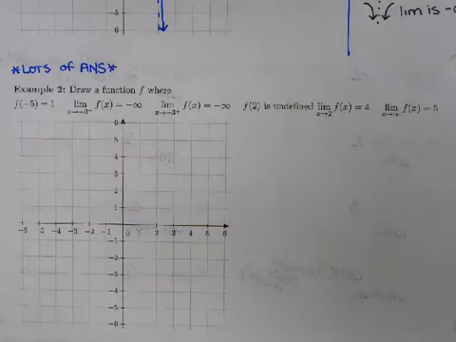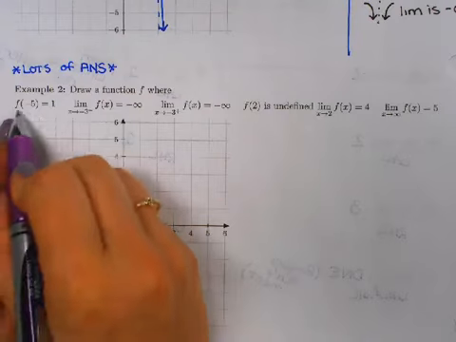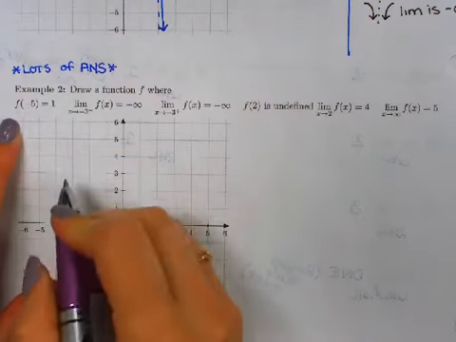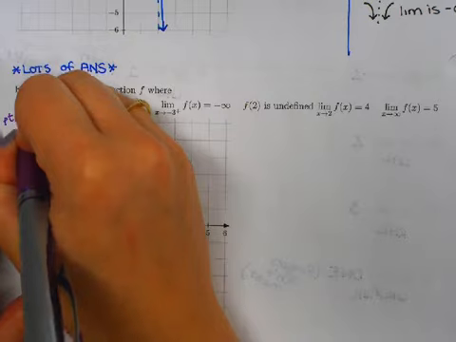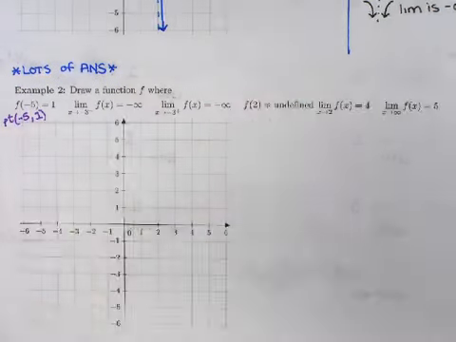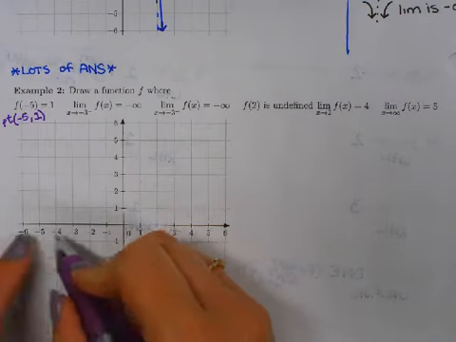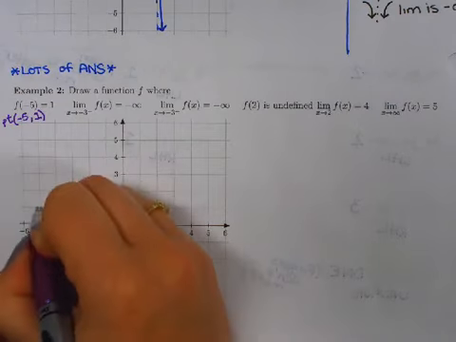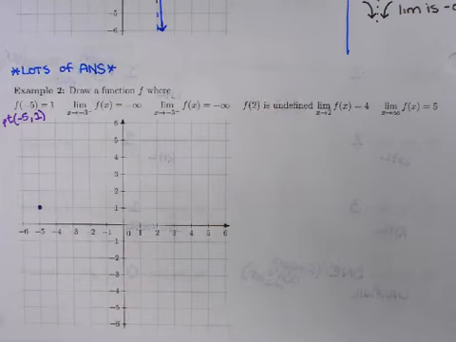Here we have our second example. We're just going to go through piece by piece like we did before. We want f of negative 5 to equal 1. That's just a point: negative 5, comma, 1. f of x equals y, so negative 5 is my x, 1 is my y. So at negative 5, 1, there's my first point.